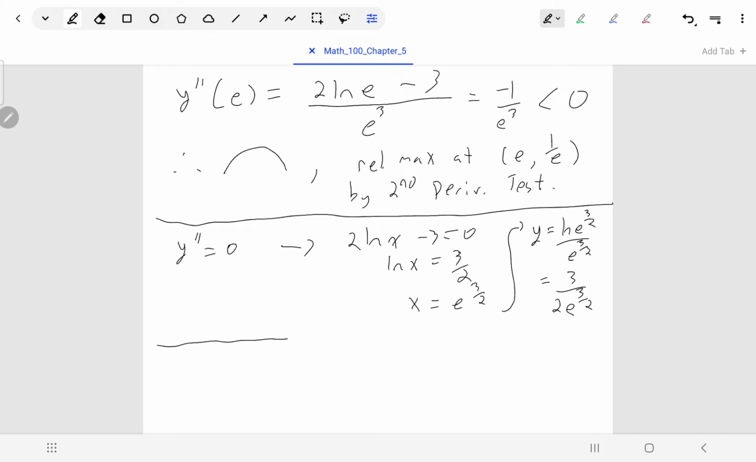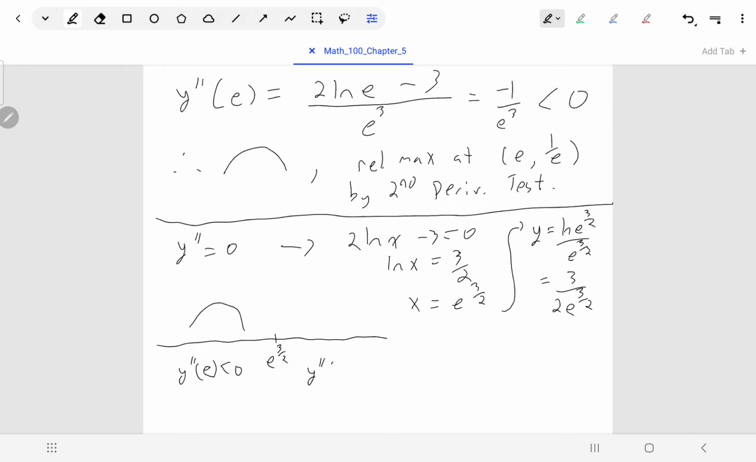As far as concavity goes, we've actually already got half of our work cut out for us, because we already figured out for the value of e that the second derivative at e was negative, which meant we were concave down. We already knew that. We did that one earlier. e to the 3/2 is our number that we're interested in, so I'll look at a number to the right of it. That might be, for example, e squared.